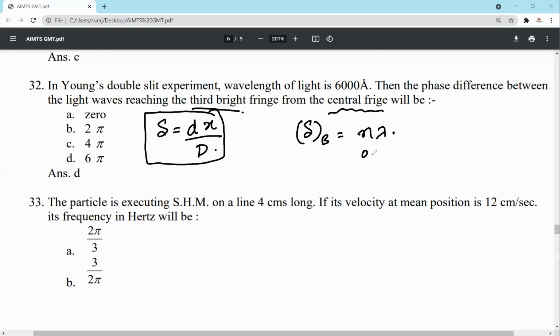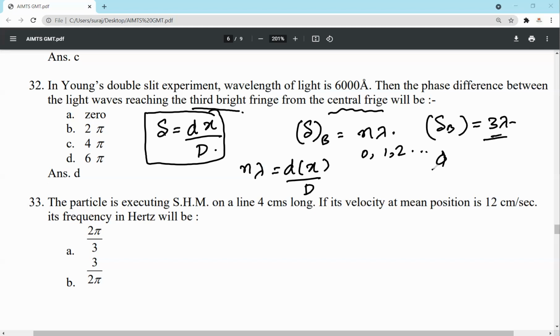n lambda, that is 0, 1, 2, and so on. 0 lambda, 1 lambda, 2 lambda, so n lambda equals d x by D. For the third bright fringe they're asking, so 3 into lambda is the path difference.